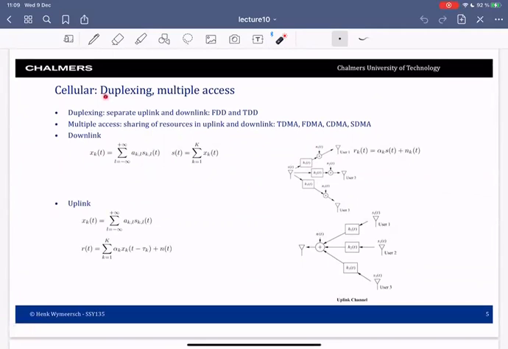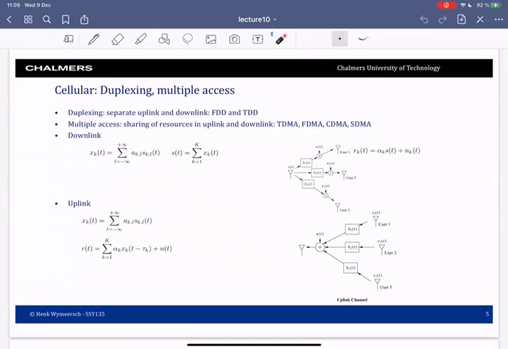For cellular communication, there are two important concepts. One is called duplexing, the other one is multiple access. Duplexing refers to the separation between uplink and downlink, and here we've seen two schemes: frequency division duplexing and time division duplexing. Frequency division duplexing is maybe easier to implement, but time division duplexing has a great benefit, and that is that you can exploit channel reciprocity, and this will be an important topic for the next lecture.